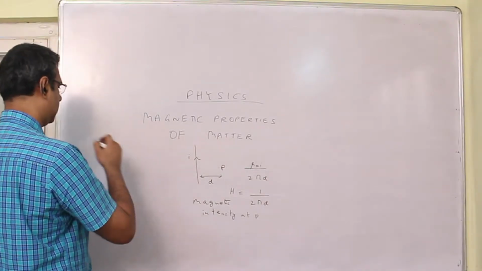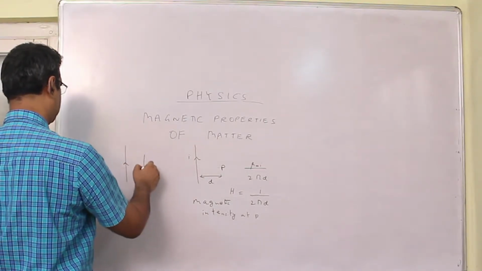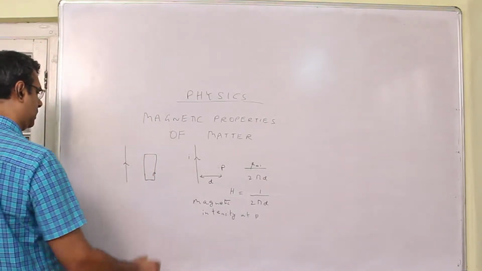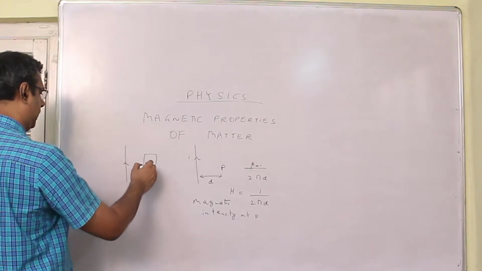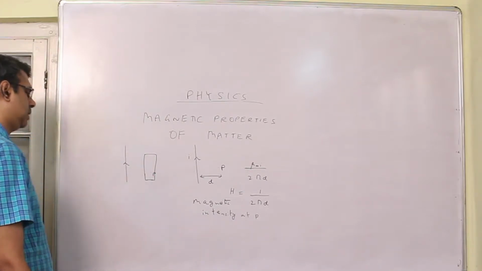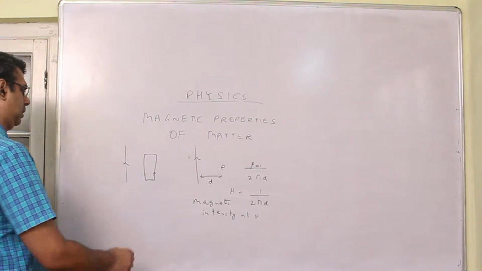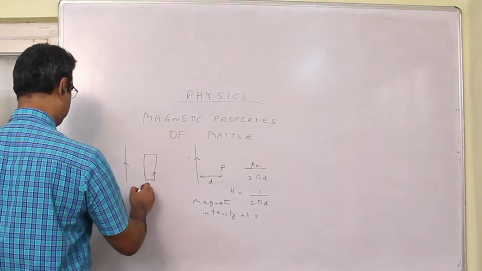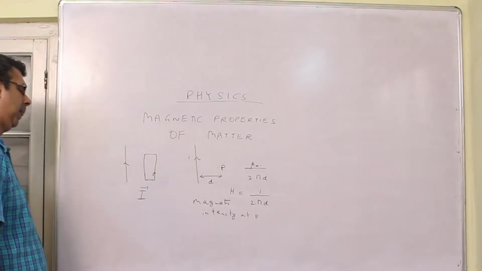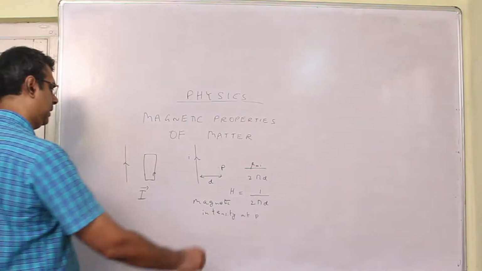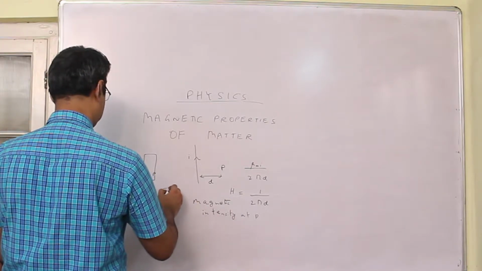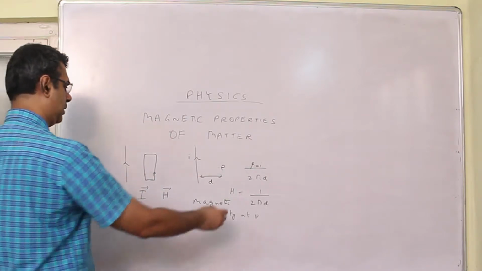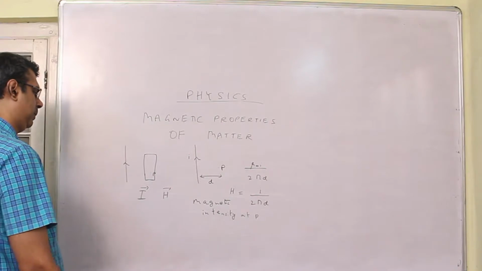Now suppose you put a substance at the point P. Then naturally the dipoles inside the substance will start aligning according to the field at the point P. So that means there will be intensity of magnetization. Magnetic intensity is there because there is a source of magnetism, a current carrying wire. So that is why magnetic intensity is there at the point P.